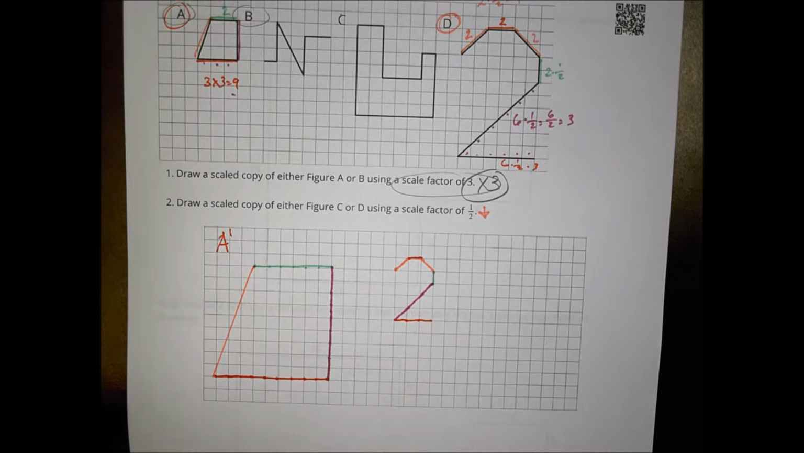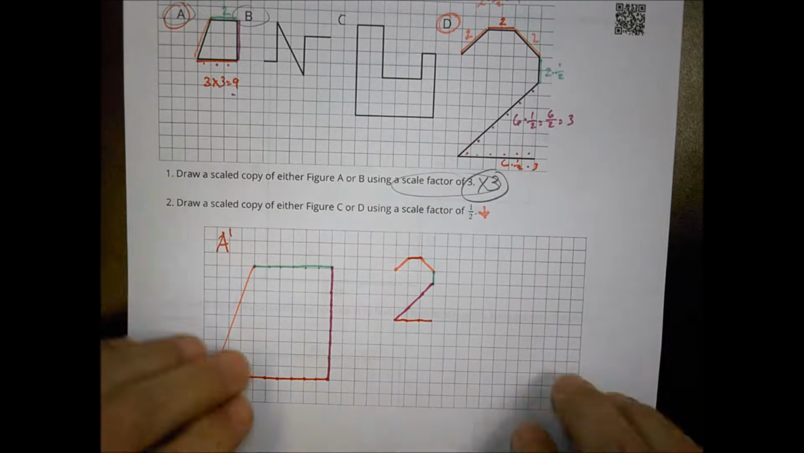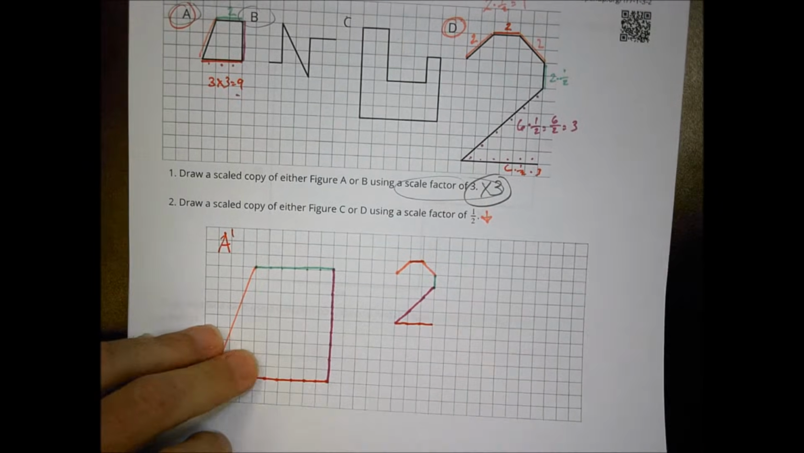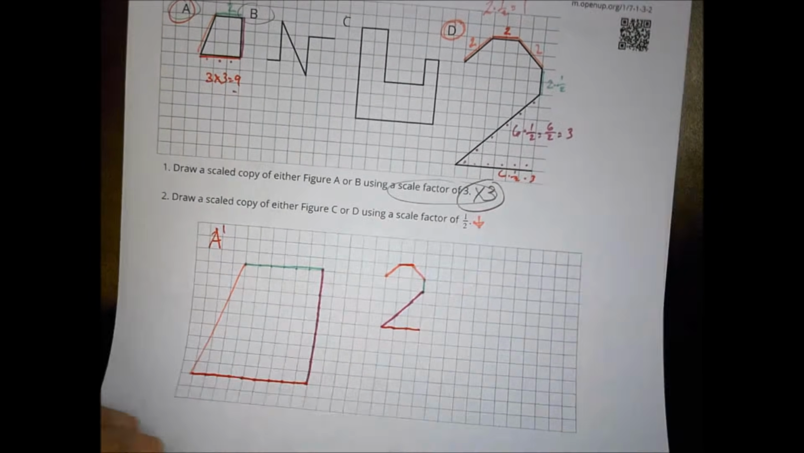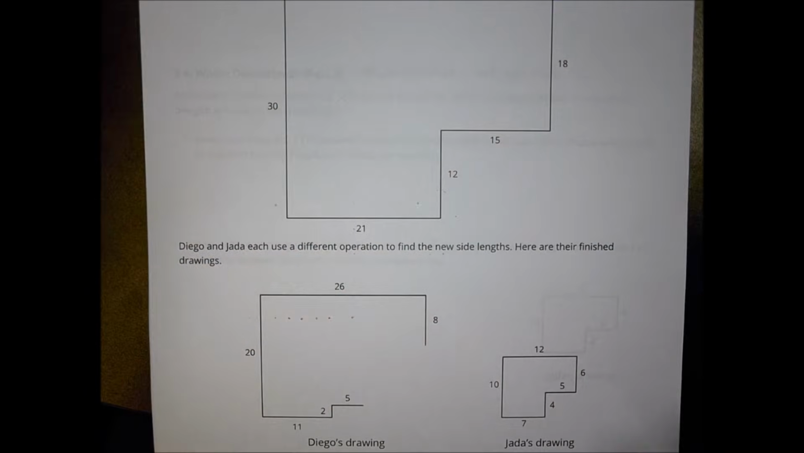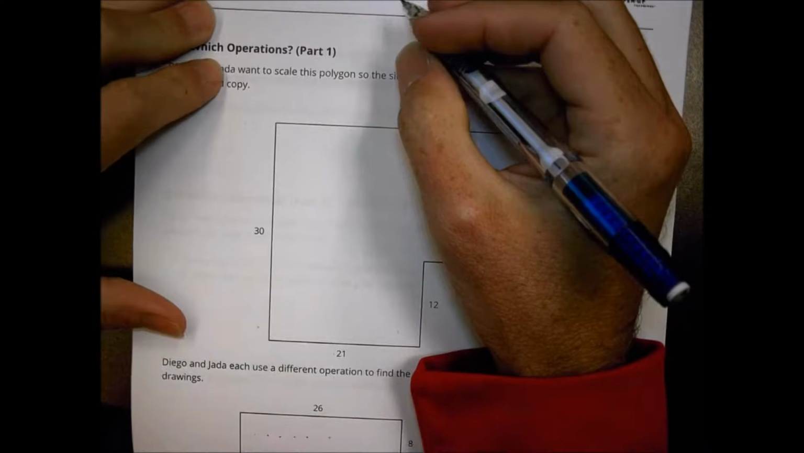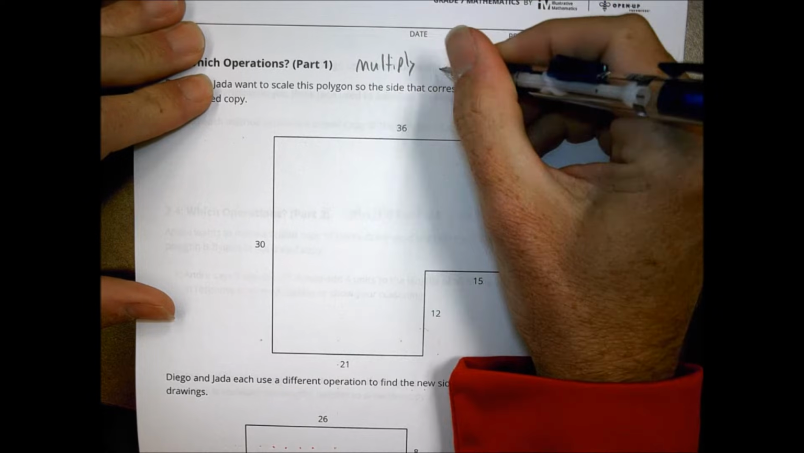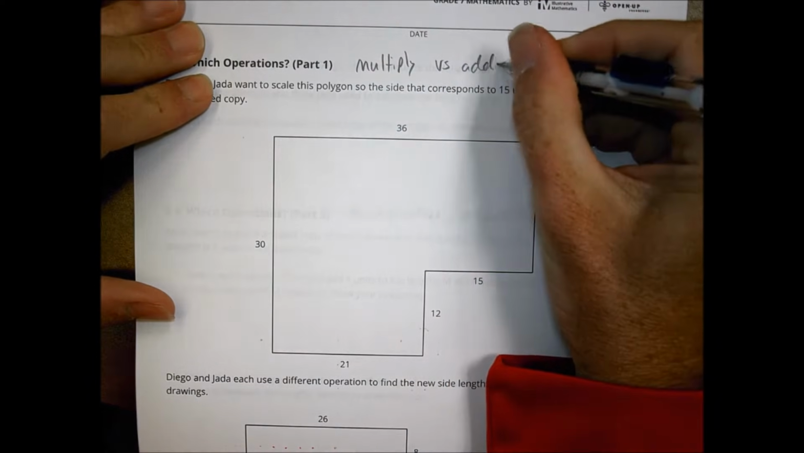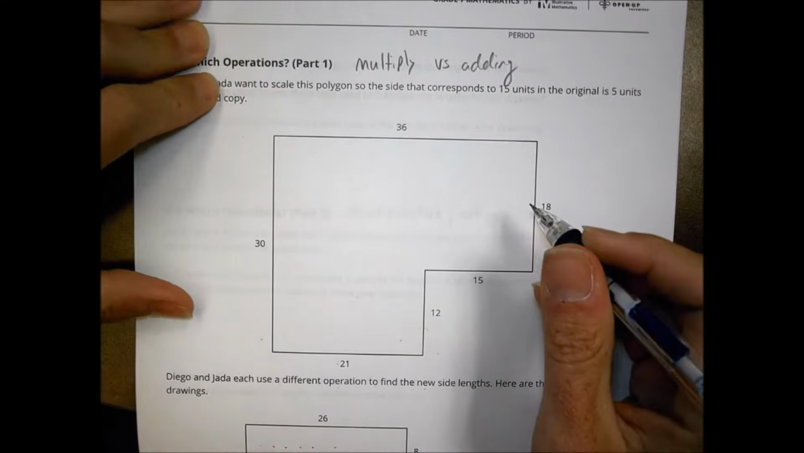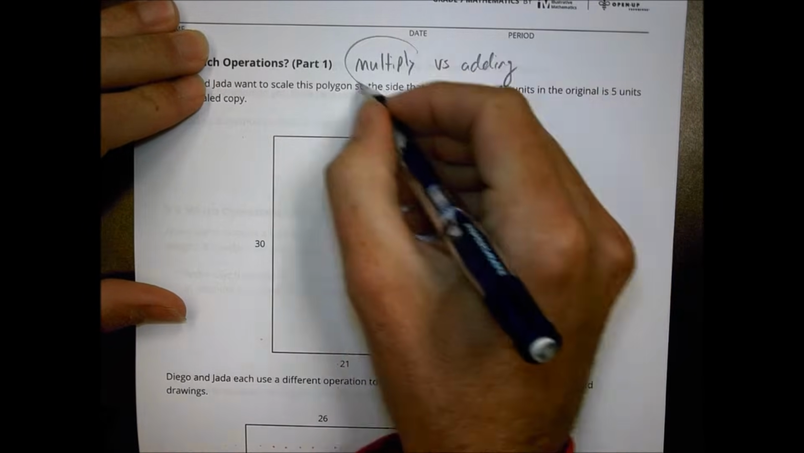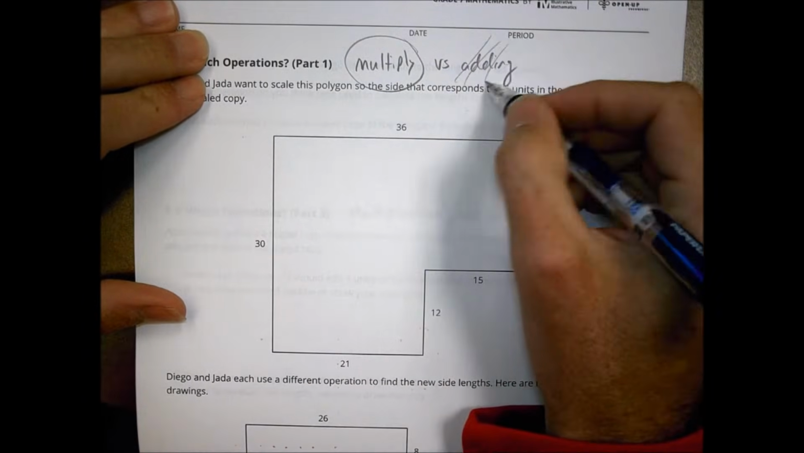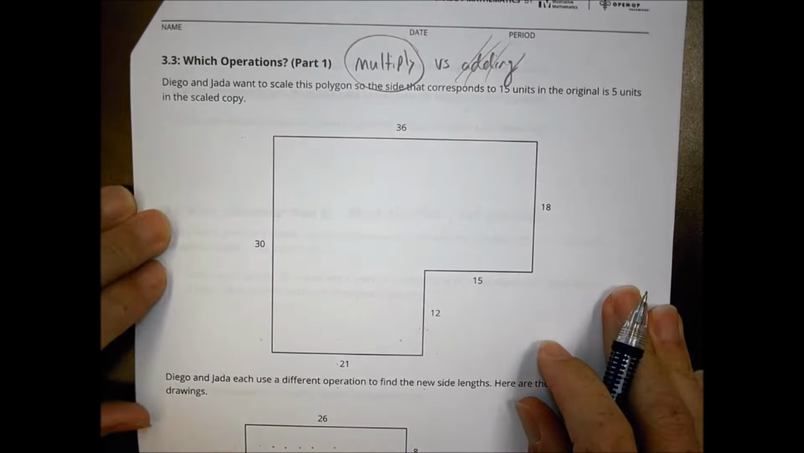So you work that way to do C's and D's and drop them down by a scale factor of a half. And so that was shape D. Then you moved on to looking about different operations here. And the key thing with the operations was recognizing that there's a difference between multiplying versus adding. And that if we're looking for a scale factor, it's important to remember that we have to multiply. Adding just won't work. And they gave you some examples to start with.